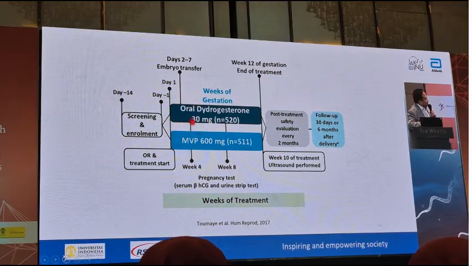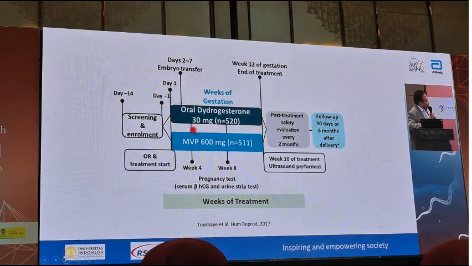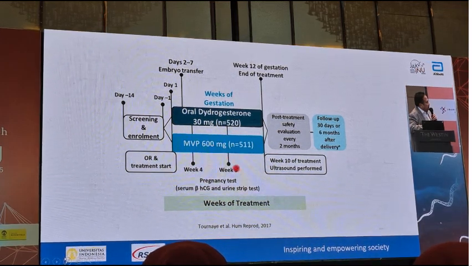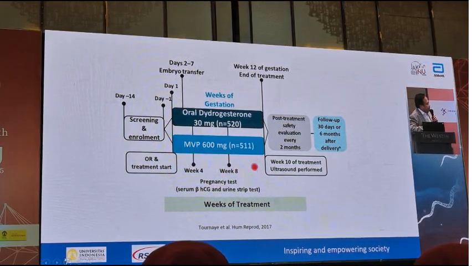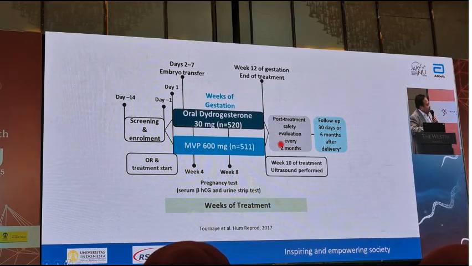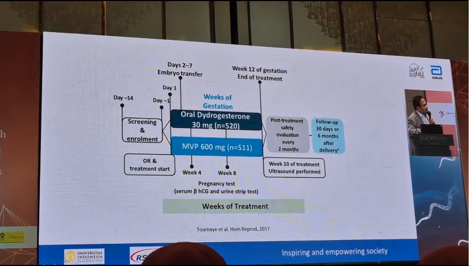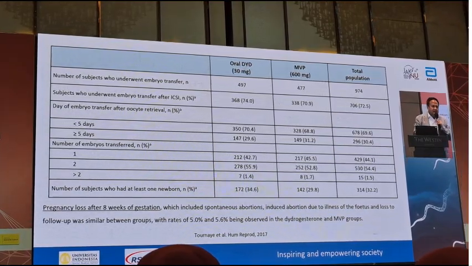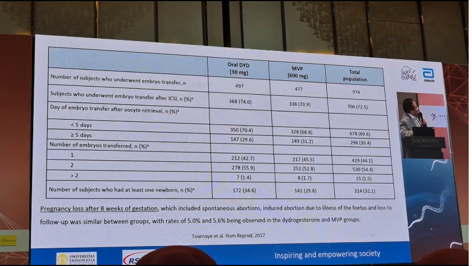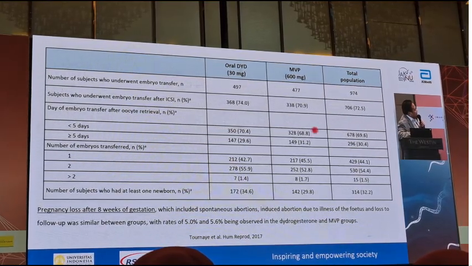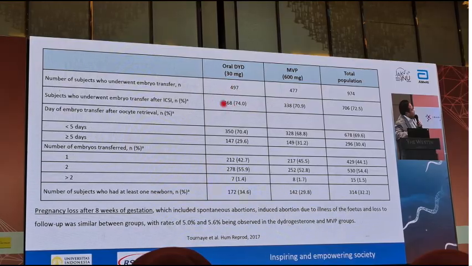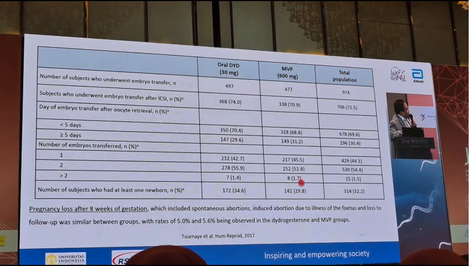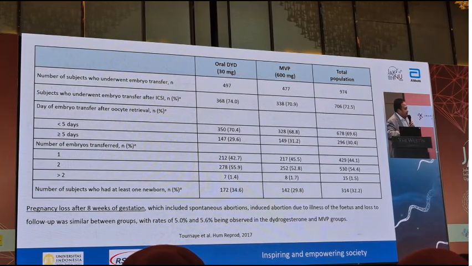This is the first arm, dydrogesterone 3 times a day, and then the second arm, micronized progesterone 3 times a day, 600 milligrams. Evaluation at week 3 after ET, and then up to 6 months after delivery. So they followed all the outcomes of the IVF program after giving luteal phase support. This is oral dydrogesterone, and this is micronized vaginal progesterone. Total population 974. There is no difference in terms of day of embryo transfer.